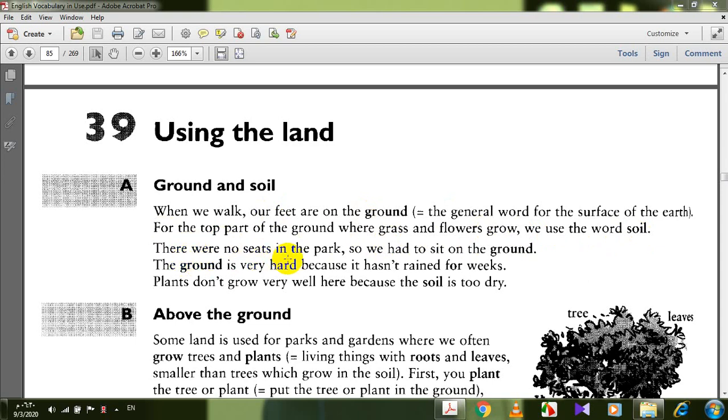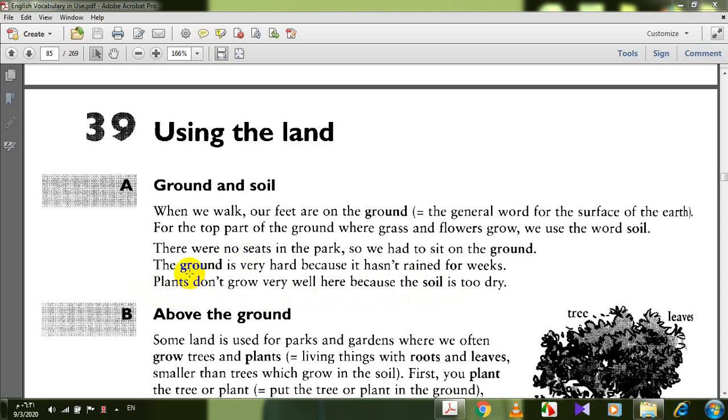There were no seats in the park, so we had to sit on the ground. The ground is very hard because it hasn't rained for weeks. Plants don't grow very well here because the soil is too dry. If the context is related to planting something, we use soil. Plants don't grow very well here because the soil is too dry.